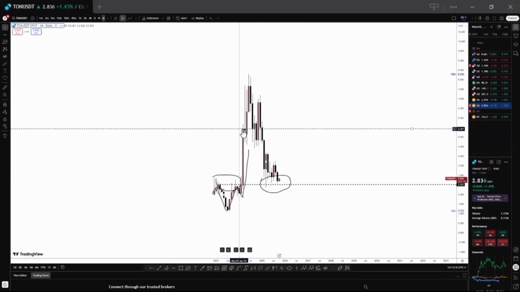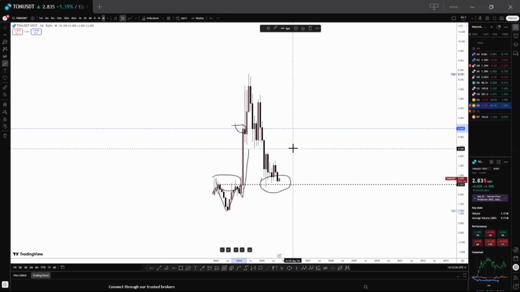So we have this here, where price made a certain resistance at this level, which is around $5. So 1 TON is $5. I'm calling it $5 because it's USDT, so we could say 5 USDT, but let's just say $5 for the sake of us being Forex traders.